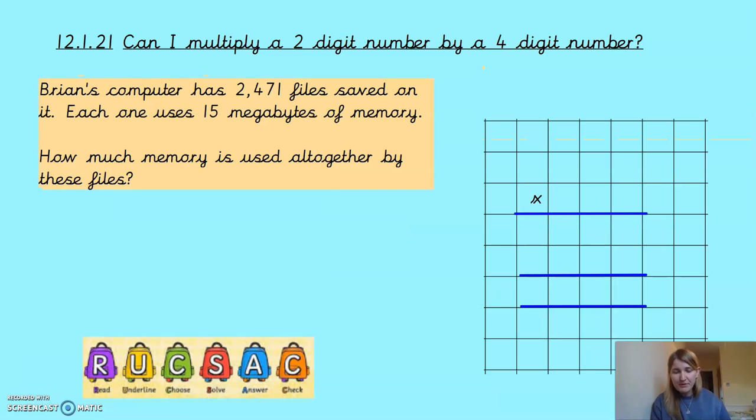Right, got a little word problem for us here, troops. So we've got Brian's computer has 2,471 files saved on it. Each uses 15 megabytes of memory. How much memory is used altogether by these files?